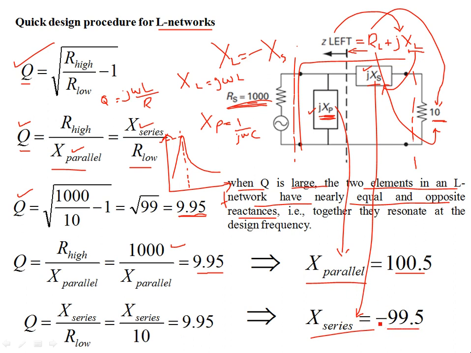The reason for the minus is that you are selecting a capacitive reactance. This is capacitive, so that's why you have a minus sign over here. So these are nearly equal and opposite. If X parallel is inductive, then it comes with a positive sign. But it's not necessary. I mean, this parallel could be capacitive and this could be inductive, and then you will have a negative sign over here for capacitive, and a positive sign over here for inductive series reactance. But they are nearly equal and opposite, at which they are going to resonate.